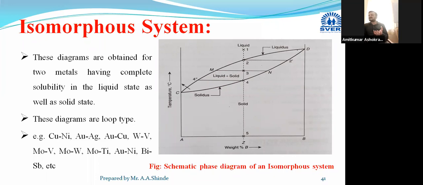Whenever they are in the solid state, they will be completely soluble, and you will be able to identify only one phase. In the liquid state also there will be only one phase, as they will get dissolved in each other. So in liquid state as well as in solid state, if both metals are completely soluble, then this type of phase diagram is obtained, which is termed an isomorphous system. And generally these diagrams are of loop type.